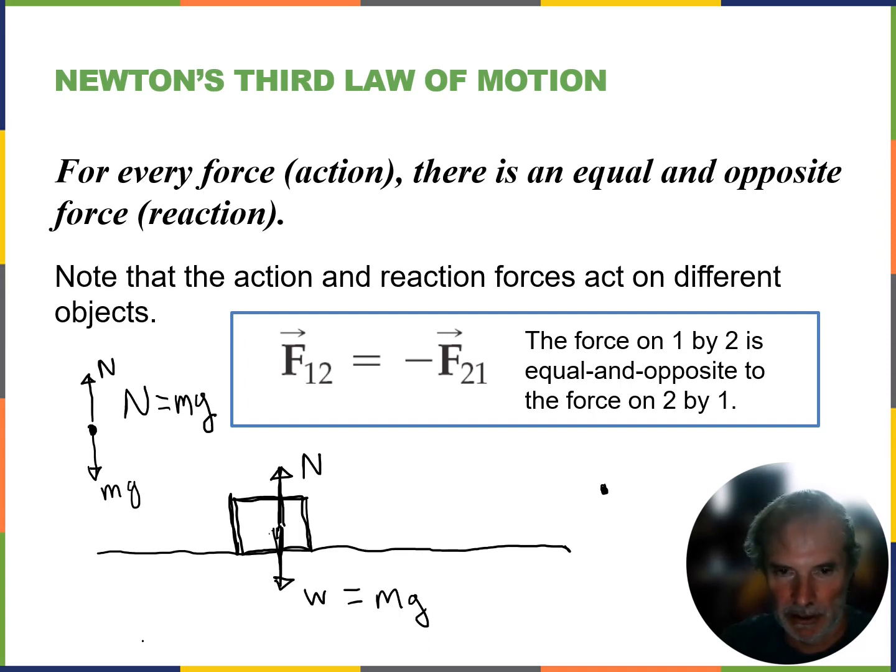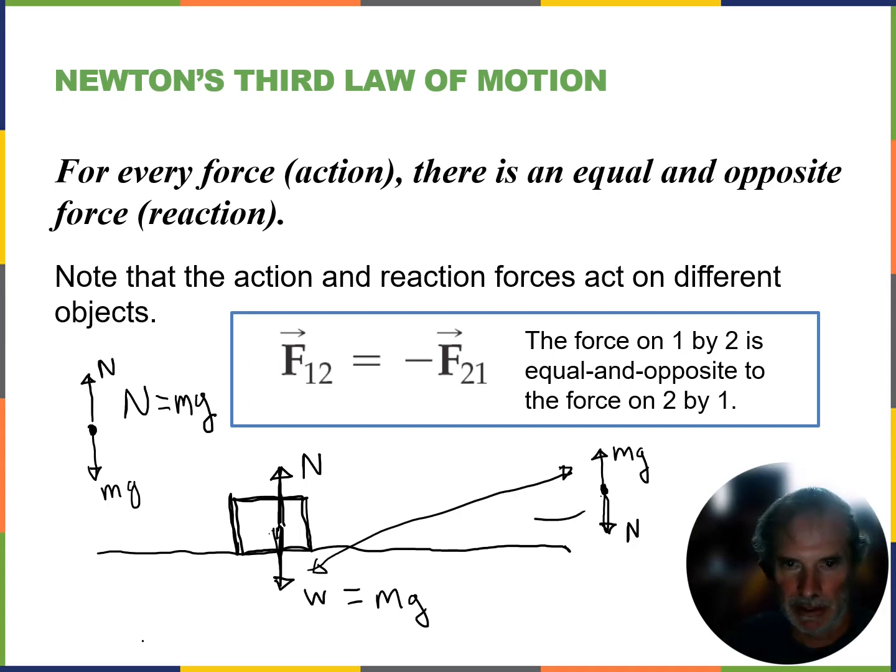The box is pulling up on the Earth with its weight, so the Earth feels that, and there's a normal force from the box on the Earth. That box is actually pushing on the Earth with a normal force. So here are the equal and opposite force pairs. That one to that one, and that one to that one. Those are our Newton's third law force pairs.